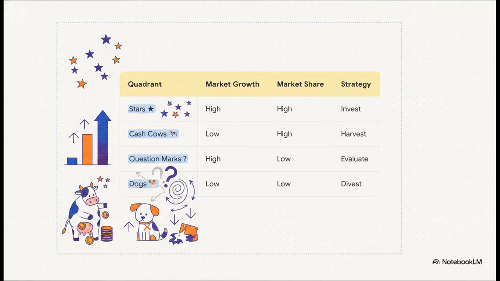Okay, let's just put that all together in a quick summary. High growth, high share, that's a star. You invest.